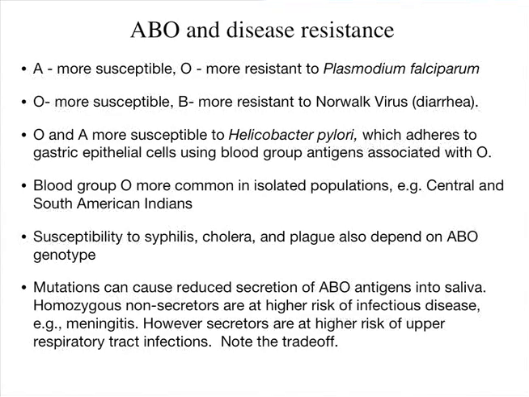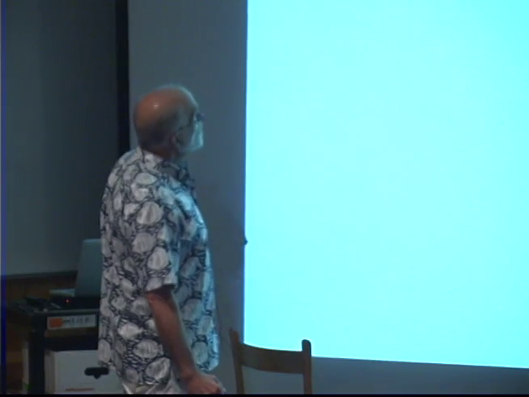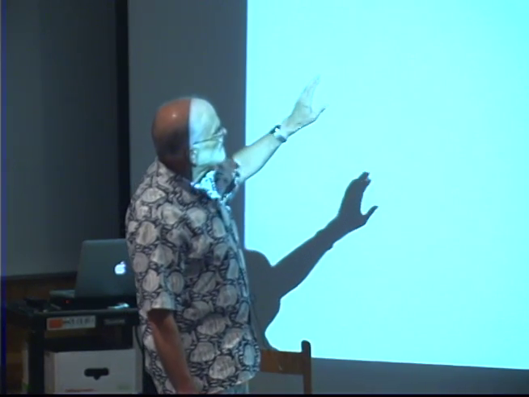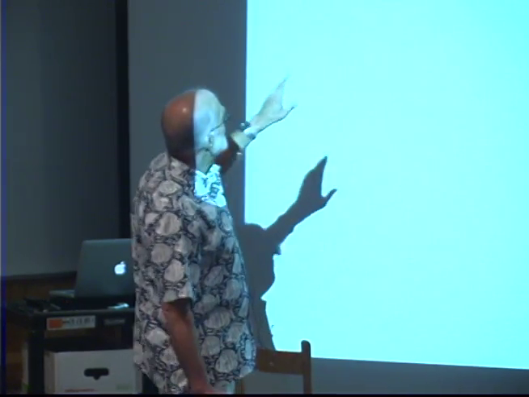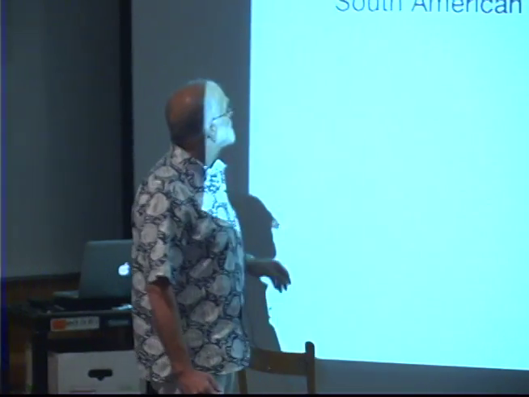This is what we know about ABO and disease resistance. A is more susceptible and O is more resistant to falciparum malaria. O is more susceptible, B is more resistant to Norwalk virus, which is an important diarrhea that can cause a lot of infant mortality. O and A are more susceptible to Helicobacter pylori, and it adheres to the gastric epithelium using antigens associated with O.